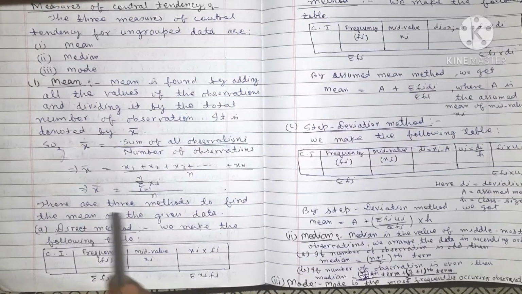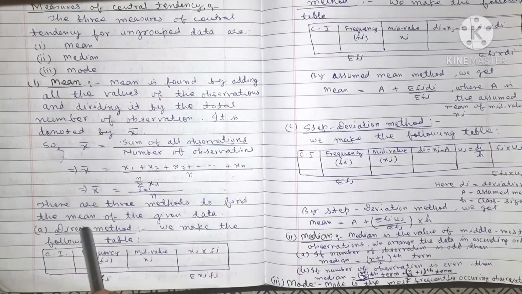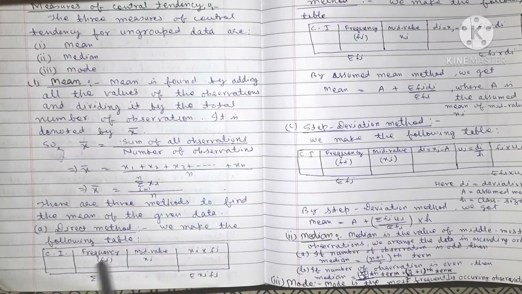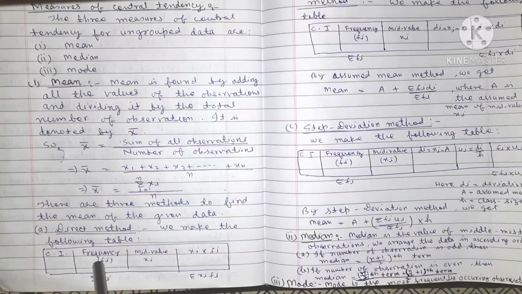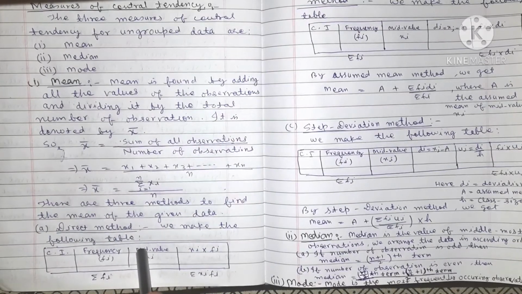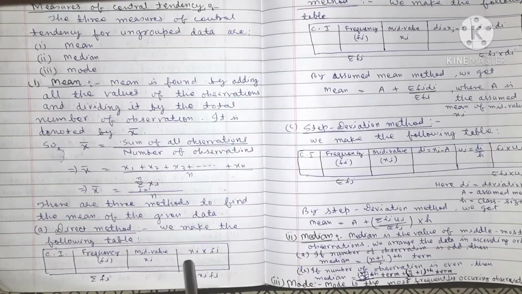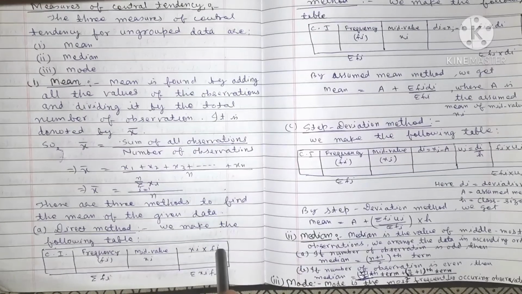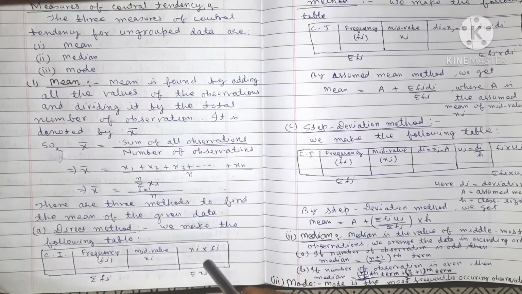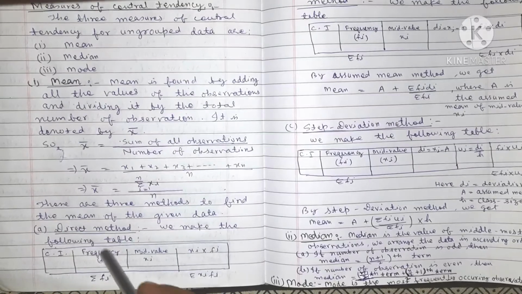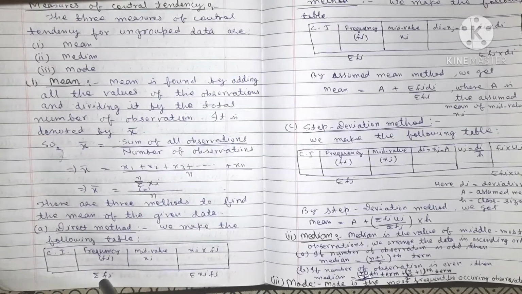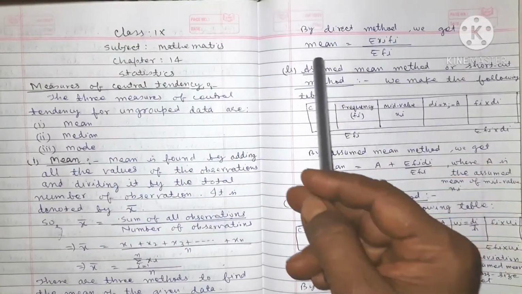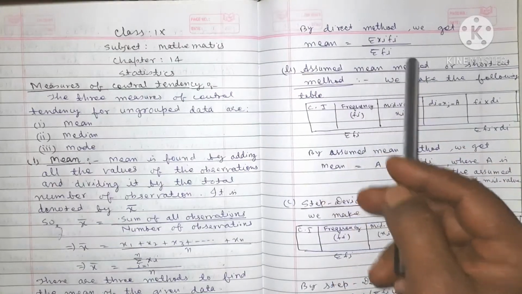There are three methods to find the mean of the given data. A. Direct method. We make the following table. We first write class interval, then frequency fi, then mid value xi, and then in this column we write xi into fi. We add this column and write sigma xi fi. We add this column, we write sigma fi. By direct method, we get mean equals sigma xi fi by sigma fi.